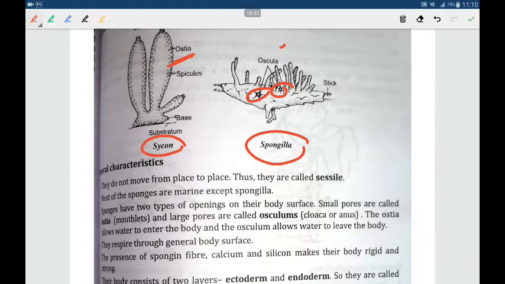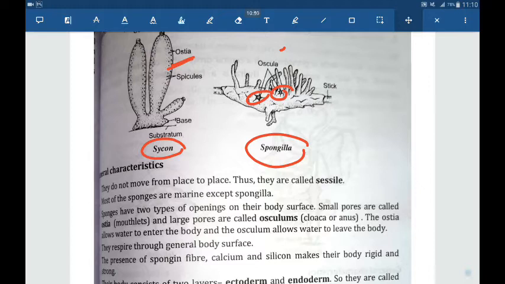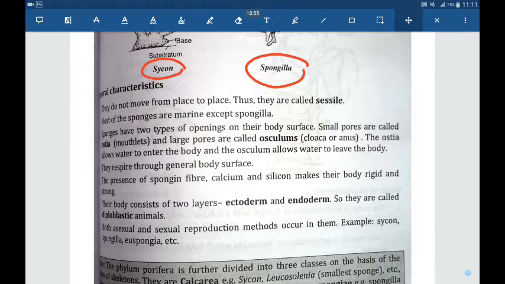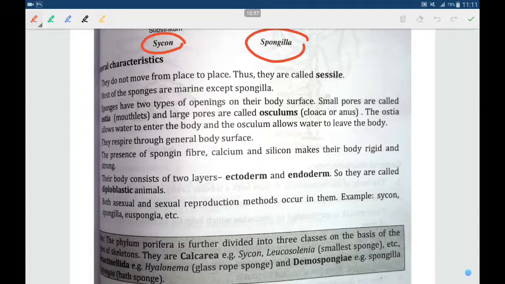So you must remember the pores. Ostia, many; osculum, few. Okay, students, the salient features of Porifera are: number one, they are sessile animals. What does it mean by sessile? They cannot move from one place to another. One characteristic is done.